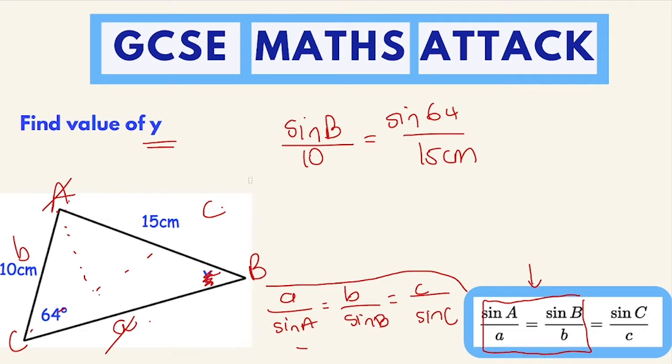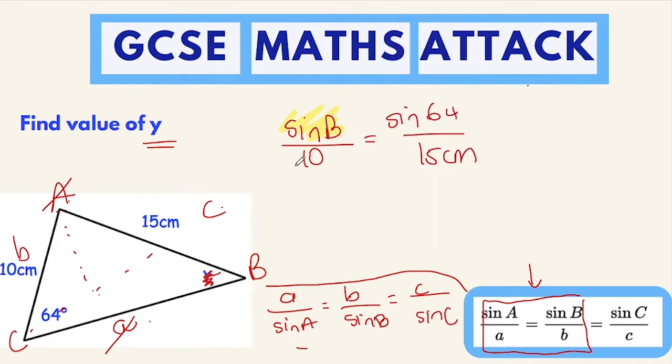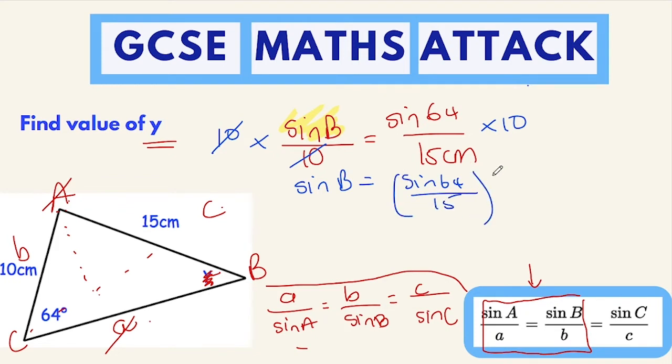Now, after this, all we have to do is rearrange this formula to make B the subject. Okay, so what I'm going to do is remove this 10 over here. Now, because it's divided by 10, I'm going to multiply both sides by 10. So those two cancel out. I'm left with sine B equals sine 64 all over 15 times 10. And if I place that in my calculator, I would get 0.599 and so on. Okay.